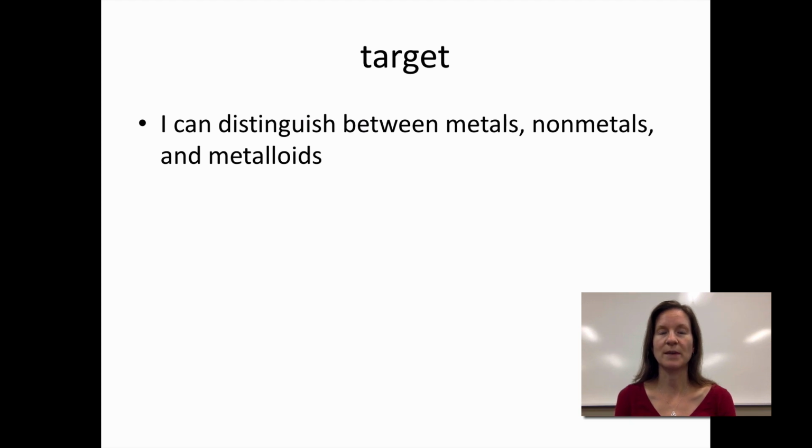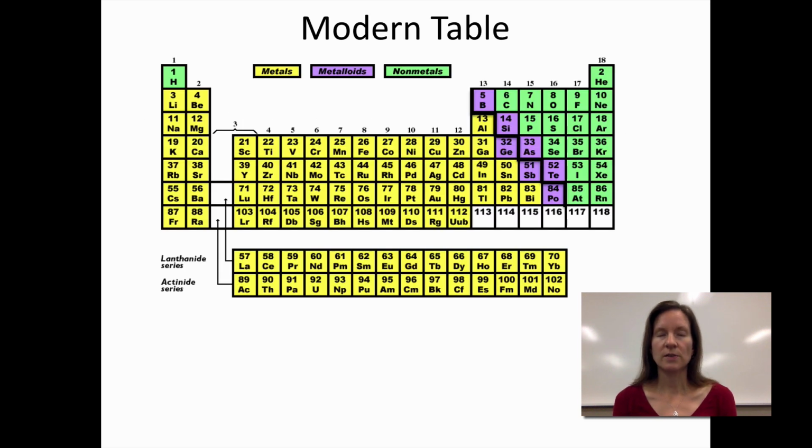This video will focus on being able to distinguish between metals, nonmetals, and metalloids, both in terms of property and location on the table. So if you look at our modern table, we have something we call the stair step that kind of zigzags down the table right by boron and silicon and germanium, kind of right in that area. This divides the metals from the nonmetals.